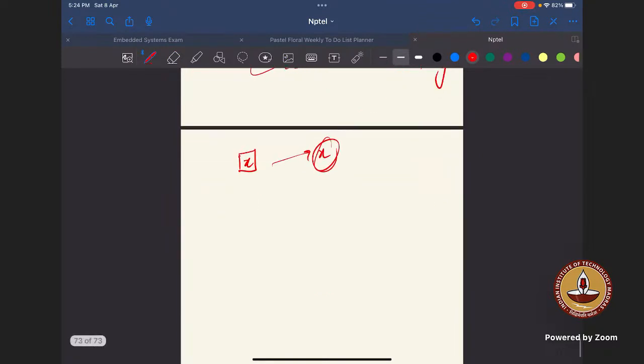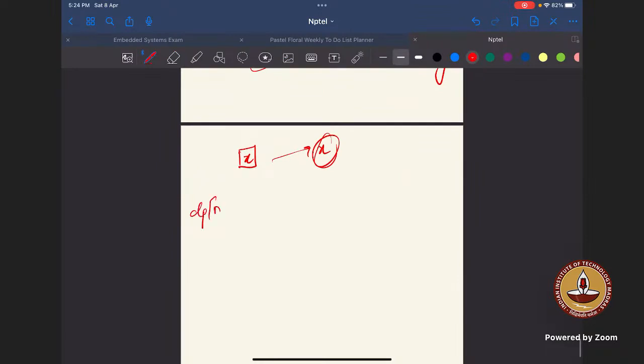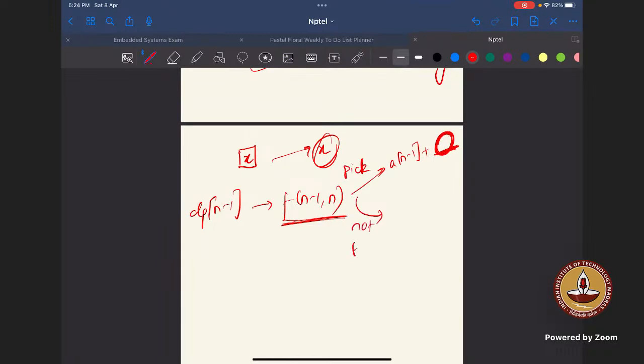Okay, let's say we consider dp of n minus 1, which will represent f of n minus 1 comma n. So this will depend upon, let's say this one picks the n minus 1th element, and now it cannot pick the nth element. So we don't have anything here, we have 0. And if it chooses to not pick, then there will be 0 plus f of n comma n, right? Right, this is one thing.